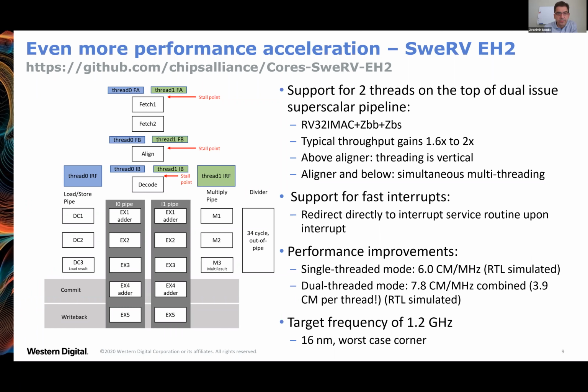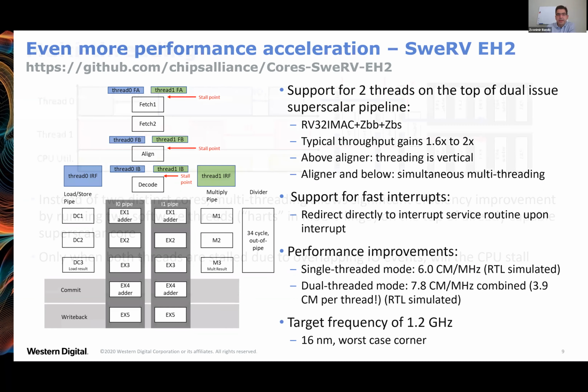So in the single-threaded mode, if you run one thread only, now we get about 6 CoreMark per megahertz. And in a dual-threaded mode, we get 7.8 CoreMark per megahertz combined. This is like a 3.9 CoreMark per megahertz per thread. So this is very interesting because the industry average is around 4. So this core on the area of a single core will give performance of 2 cores and still support very low latency interrupts. The target frequency is 1.2 gigahertz at 60 nanometer in a worst case corner. If you look at the best cases, the target frequency goes very high up.